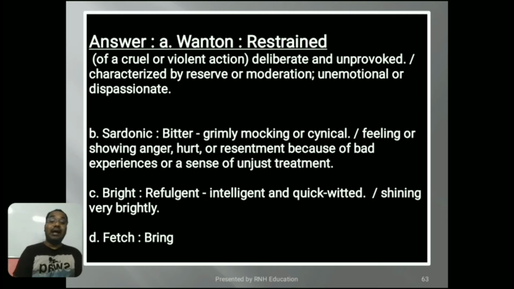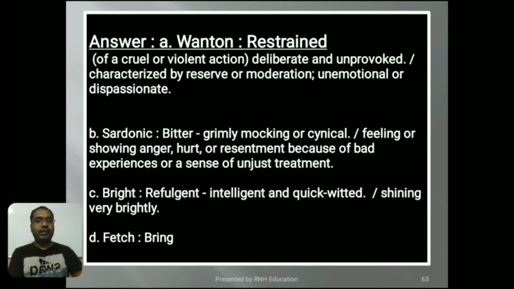And the other options: B was sardonic and bitter. Sardonic means grimly mocking or cynical, and bitter means feeling or showing anger, hurt or resentment because of bad experiences or a sense of unjust treatment. So those are not in opposition. Option C is bright and refulgent. Bright means intelligent and quick-witted, and refulgent means shining very brightly. In this case those are similar, not in opposition. And D is fetch and bring, those are the same word. So the right opposite words are wanton and restrained.